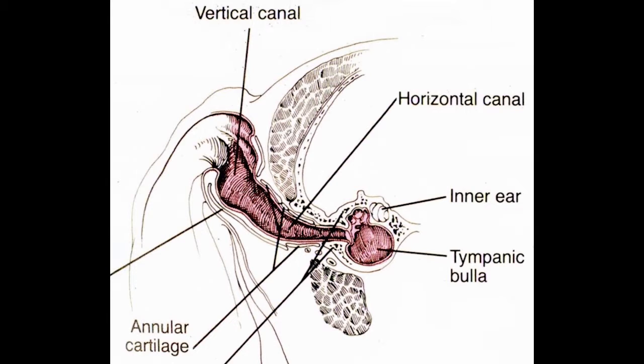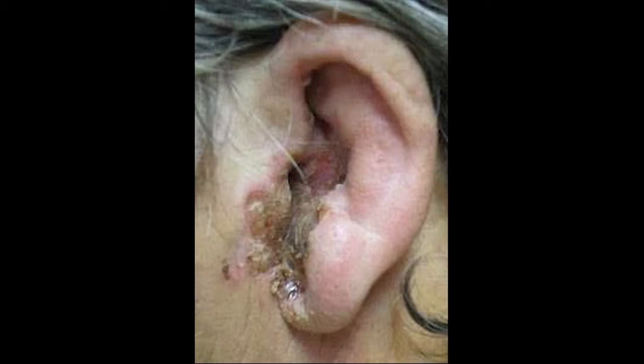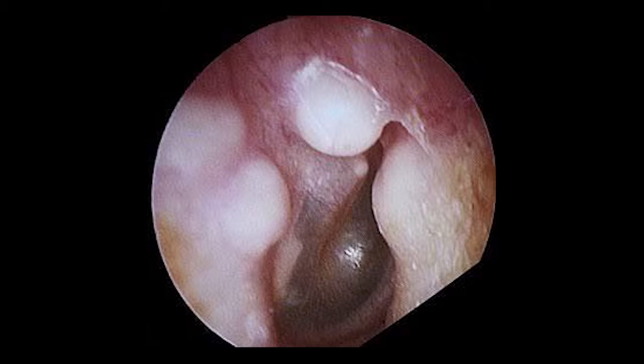The cartilaginous component has the same color skin as the individual. It contains the glands that manufacture cerumen. The bony canal skin is usually pink in color and thinner, therefore sensitive when examined. Common abnormalities include cerumen impaction, otitis externa, osteoma, and exostosis.